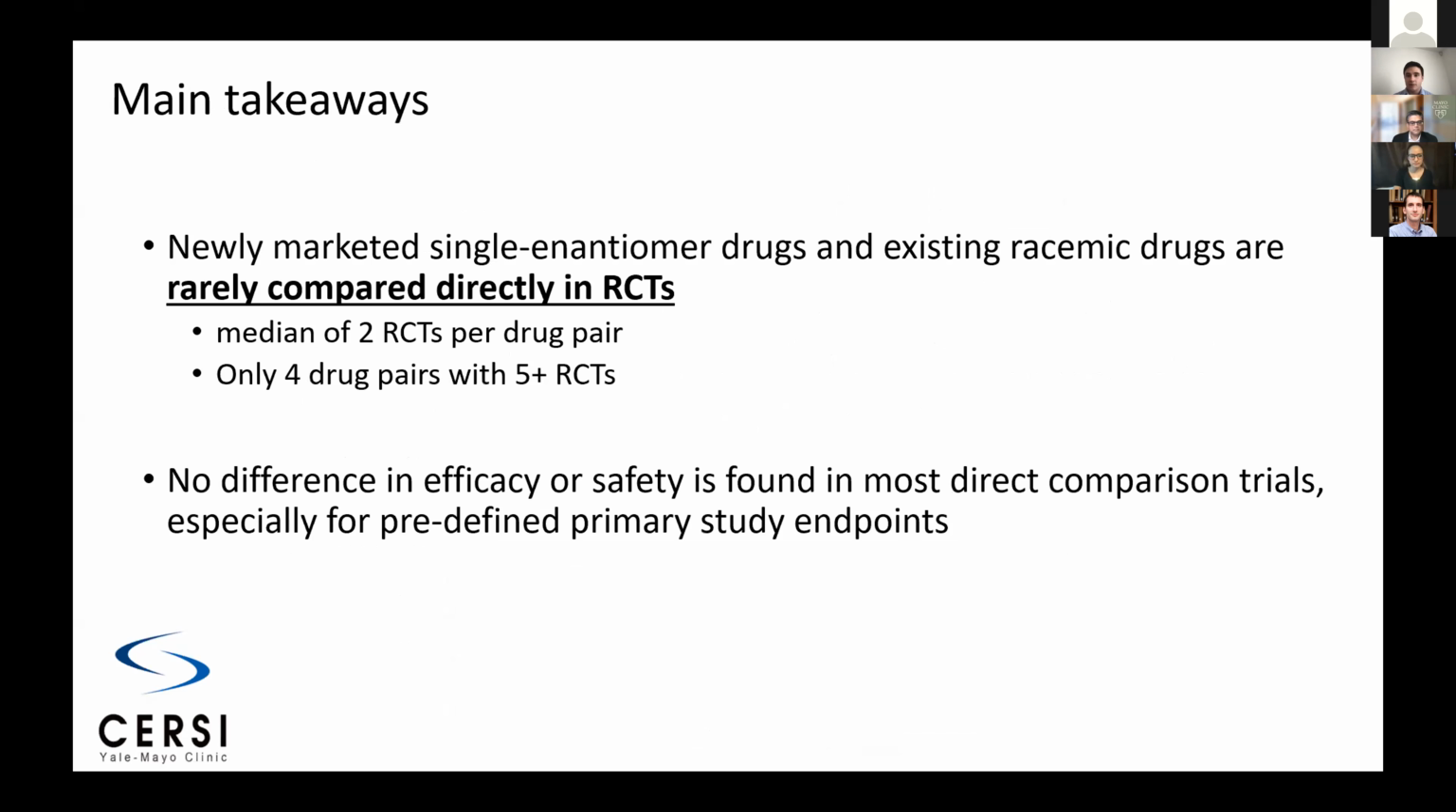So the first main takeaway of our study is that the single enantiomer drugs based on existing racemic drugs are rarely compared to the existing racemic drug. There was a median of only 2 randomized controlled trials per drug pair, and for only 4 of the comparisons did we identify 5 or more trials comparing the drugs. And second, in the majority of the direct comparison trials, no difference was found for efficacy or for safety, and differences were especially rare when considering only the predefined primary study endpoints.